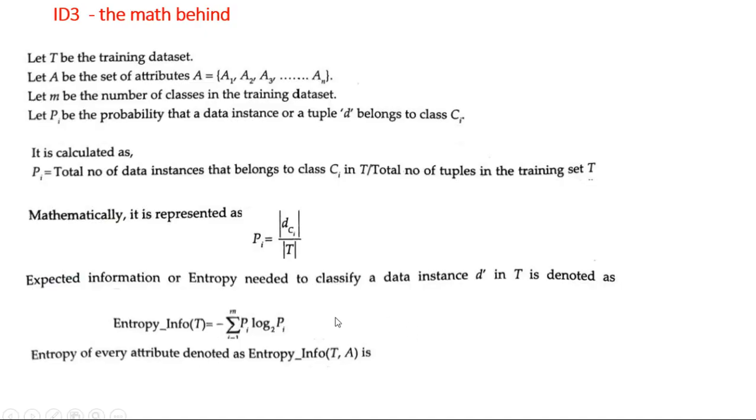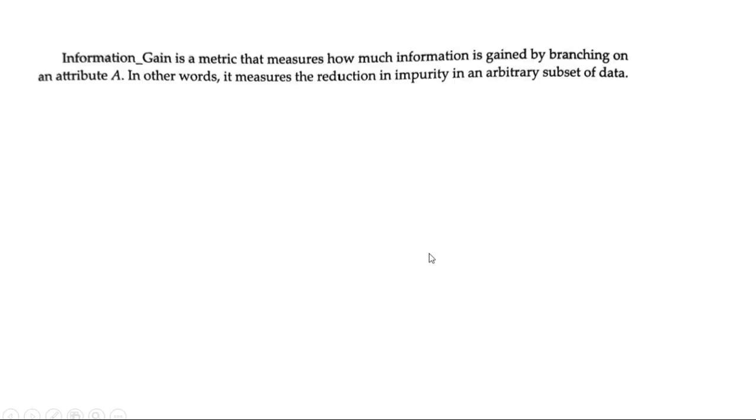And entropy of every attribute has to be calculated. So that would be, for every attribute, the attribute value count divided by the total count, into the entropy information of that particular attribute. So that is what we discussed in the last slide. First find the entropy information for your entire training data set. Next find the entropy information for every attribute in your training data set. Then based upon that I will choose my root node.